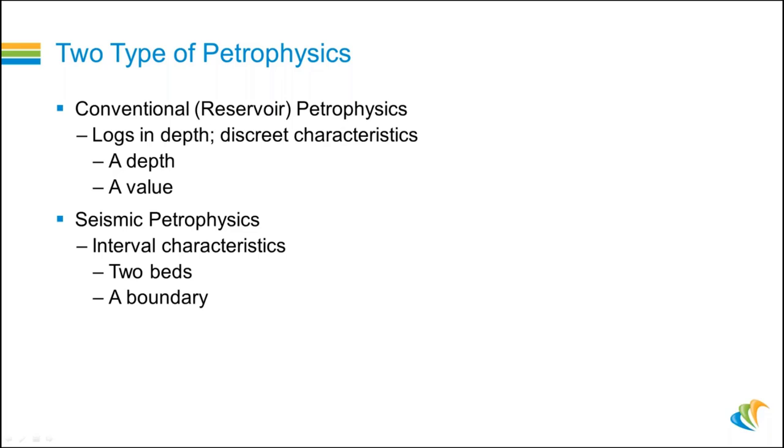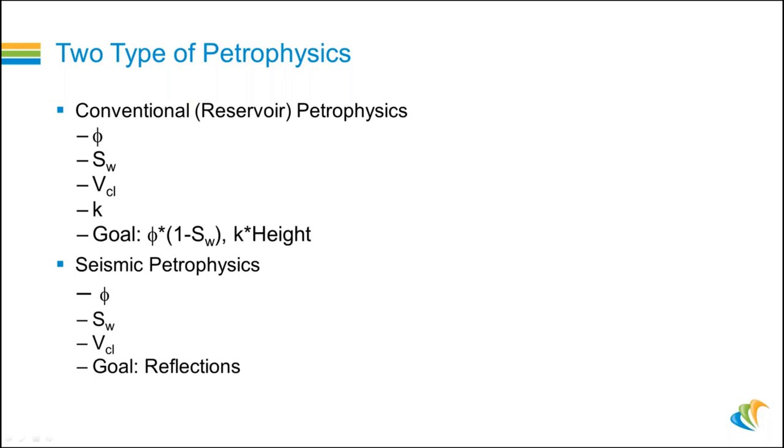In the next few slides, I'm going to talk mainly about the difference between conventional petrophysics and seismic petrophysics and how you can get more benefit using seismic petrophysics. Seismic petrophysics here means the petrophysics that is integrated with the rock physics, so it's also called seismic petrophysics. So what's the main difference between them?